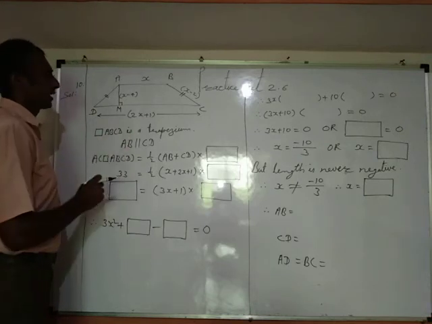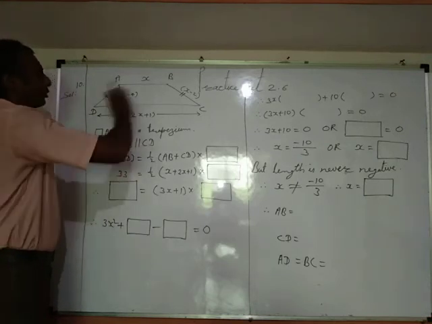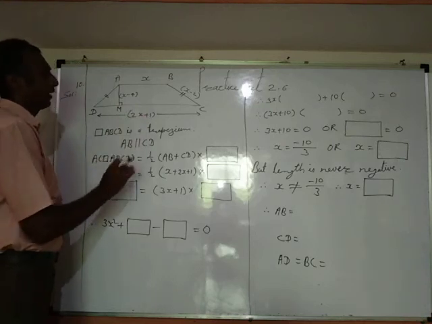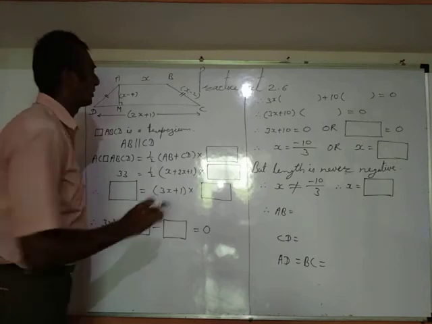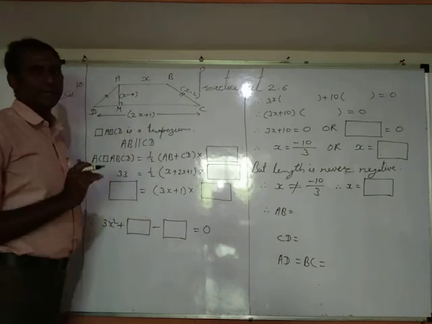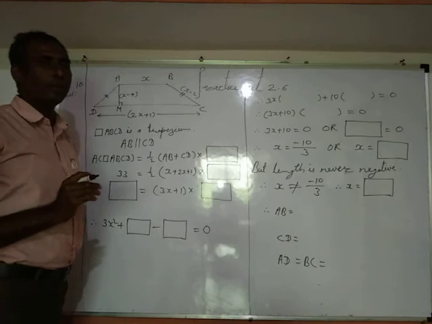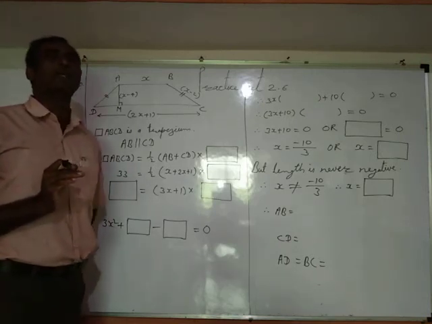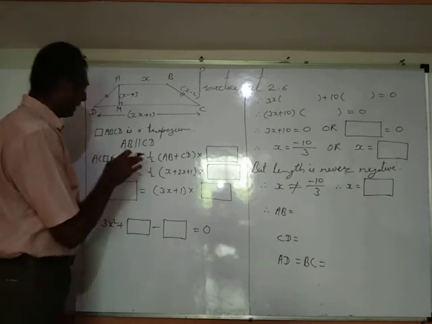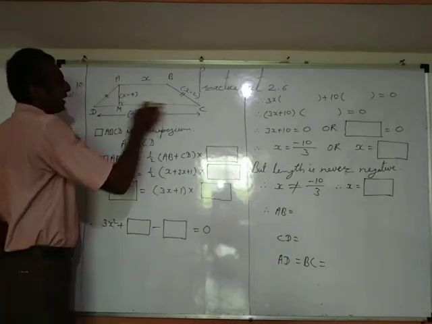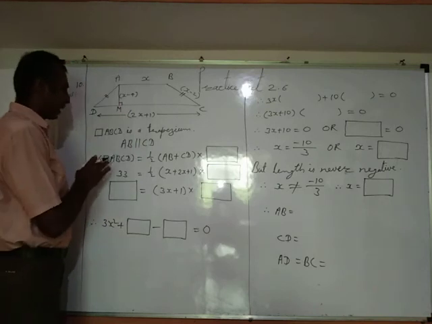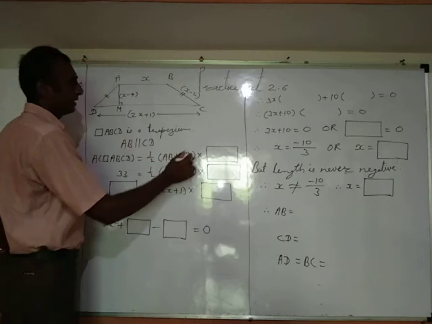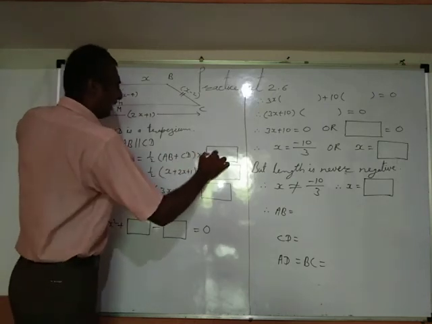Quadrilateral ABCD is a trapezium. AB is parallel to CD. Area of quadrilateral ABCD equals half into AB plus CD into box. We know that area of a trapezium equals half into the sum of the lengths of parallel sides into height. Here parallel sides are AB and CD and height is AM. That's why area of quadrilateral ABCD equals half in bracket AB plus CD into height, which is AM.